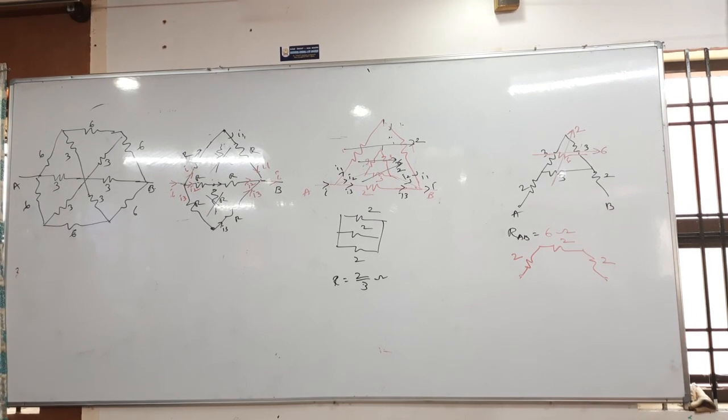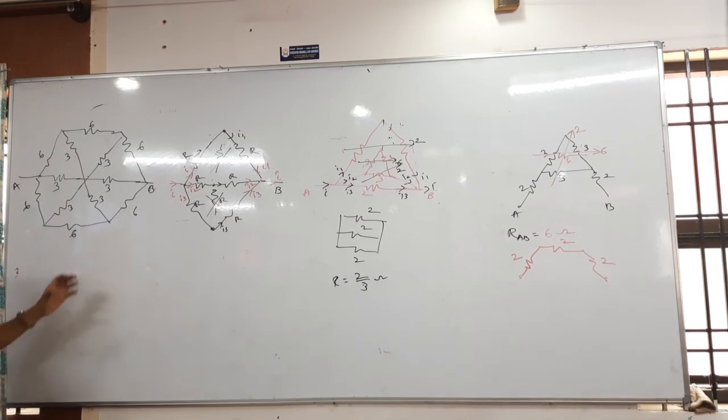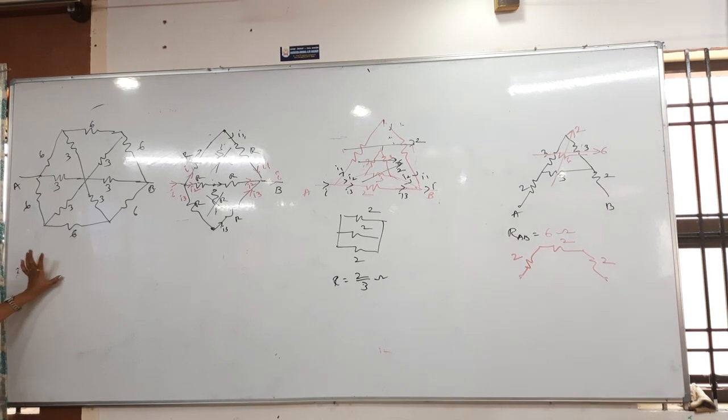Shall I? 42/13 is the correct answer. Nobody got that. Anybody got that? 42/13 is the correct answer. See, it is not about removing the resistors and all. Nothing should be removed here.